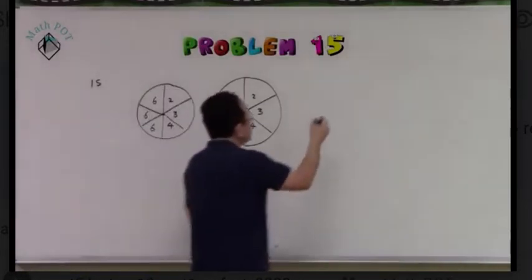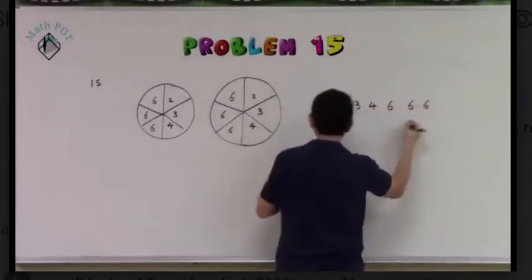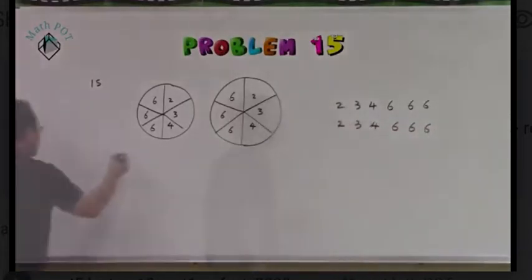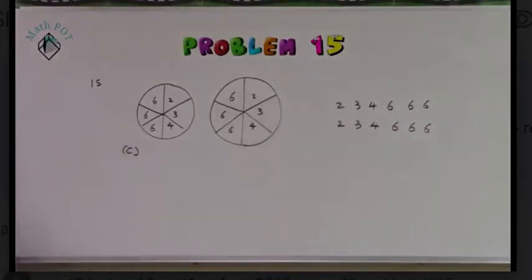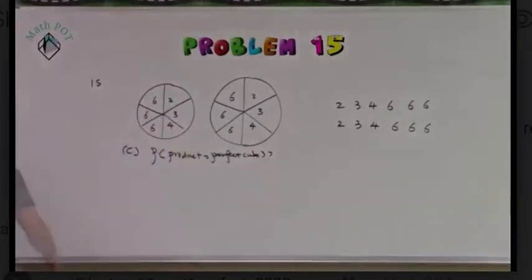First number could be 2, 3, 4, 6, 6, and 6. So next number could be 2, 3, 4, 6, 6, and 6. So problem C is trying to figure out the probability that the product is a perfect cube. So make sure you understand this one. Space one, 2 numbers multiplied together is a perfect cube.